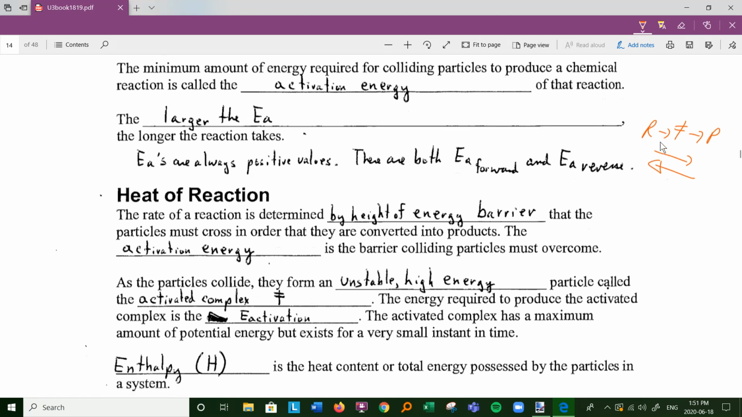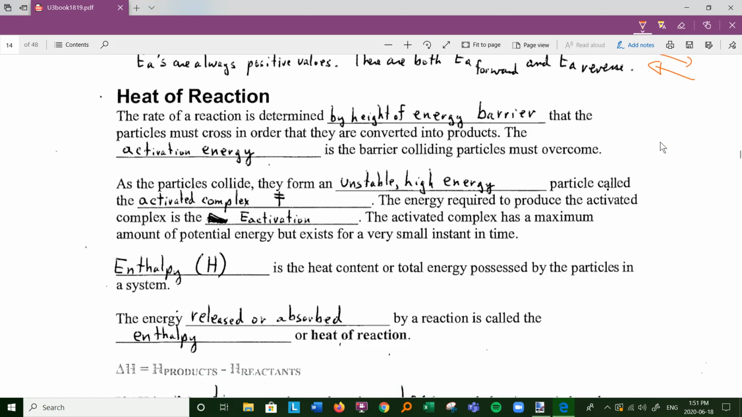Let's do a bit of a sidebar here on heats of reaction.